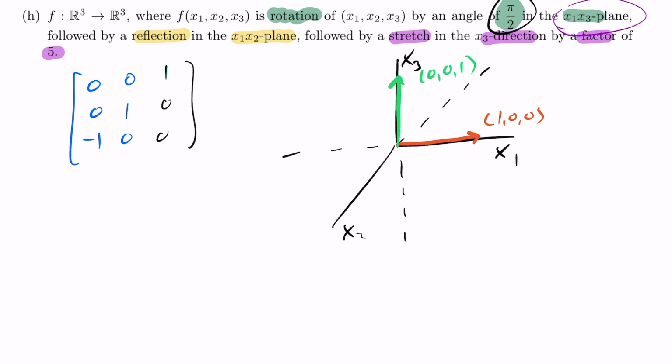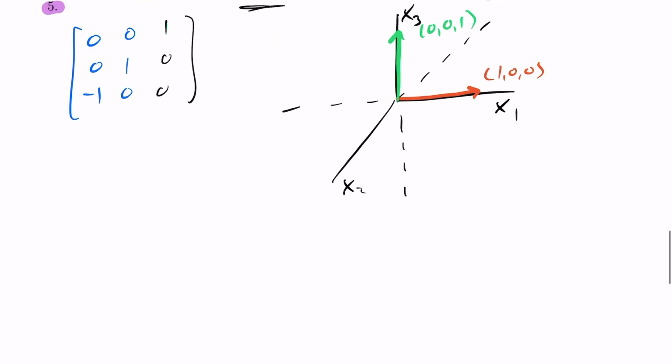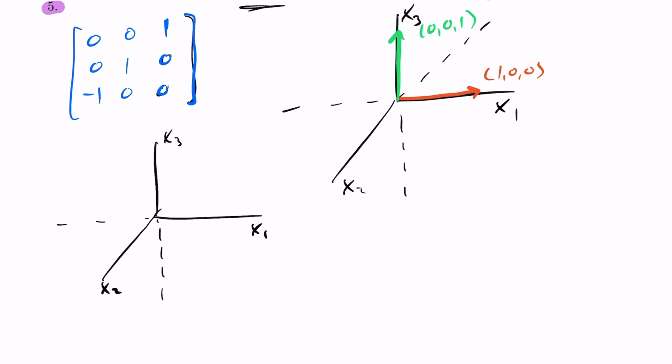Okay, continuing on, we now want to do a reflection in the xy plane. So let's go ahead and graph this again. This is our first rotation matrix right here. And then I want to do a reflection in the x1, x2 plane. If you take a look at our standard basis vector 1, 0, 0, and reflect it in the x1, x2 plane, it will be unchanged. So right away, I know my first vector will be 1, 0, 0.